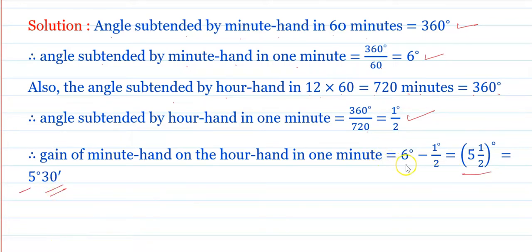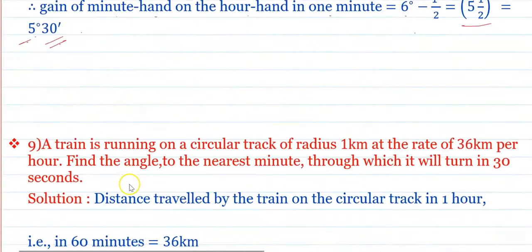Okay, in this, 1 minute, 1 degree we will take. Okay, then the number of degrees is 5 degree. Okay, and this is the 1 upon 2 degree. So from 1, we made 1 upon 2 degree, then you will get 1 upon 2 degree. 1 upon 2 degree means what? Half of the degree. 1 degree is equal to 60 minutes. Then half of the degree is equal to 30 minutes. And hence the gain of the minute hand on the hour hand in 1 minute is 5 degree and 30 minutes. Okay. Now the next question.